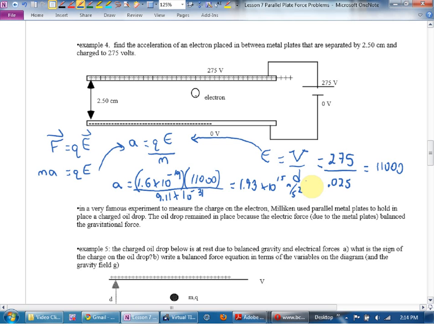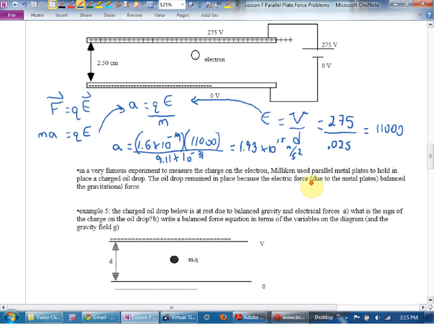In a very famous experiment to measure the charge on the electron, how the heck did they get that 1.6 times 10 to negative 19? Well, Millikan, a scientist, used parallel metal plates to hold in place a charged oil drop, and he knew the mass of that oil drop very, very accurately. The oil drop remained in place because gravity pulled it down, and the electric field pushed it up. He was carefully able to tune the electric field and the voltage, because we can be very accurate with our voltage. That's very easy to do with electric circuitry, and it even was in the 1900s already. And he was able then to crunch the numbers and figure out what Q had to be.